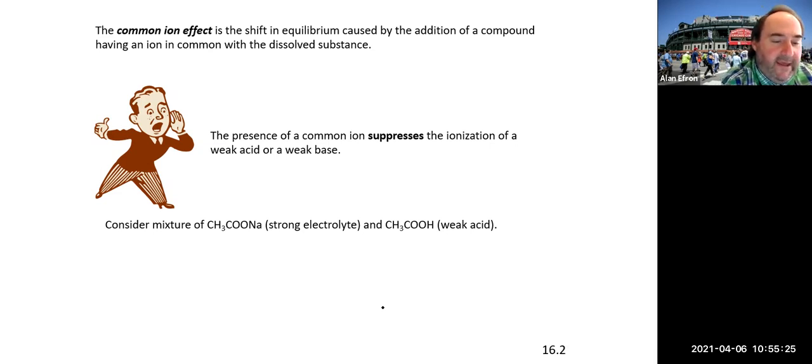Well, it means that when we have a weak acid or weak base in solution by itself, it will basically break apart into an equilibrium. But if we have something else in there with it, it will cause that equilibrium to shift one way or the other. So let's take a common example: acetic acid, which is basically vinegar.